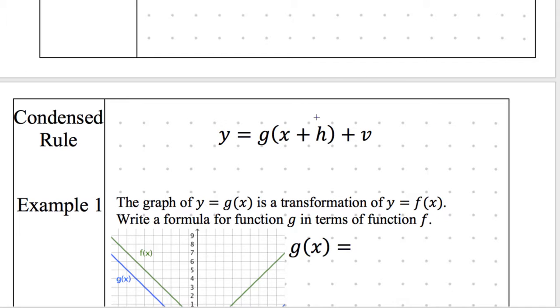Wait, so what's g? It's some function. So this G here, the question is why did we put that G here? That could represent something squared. It could represent something cubed. It could represent the absolute value of something. We don't know what that function is, but it represents all functions. It's a general way of saying that.